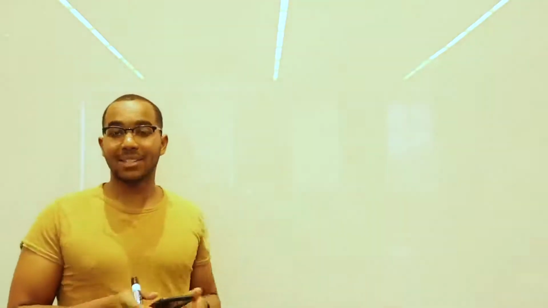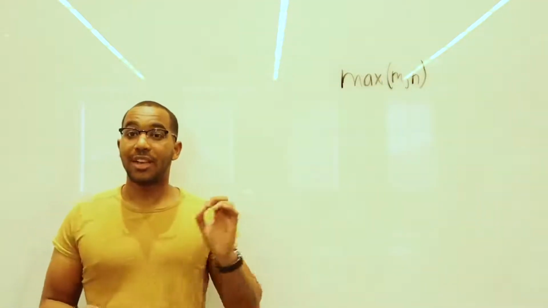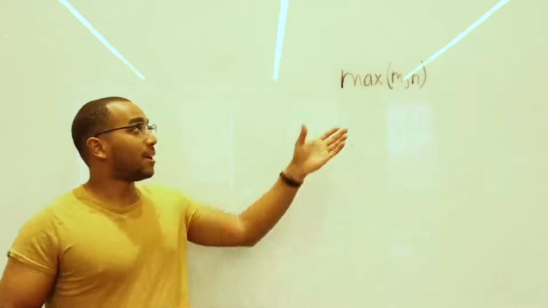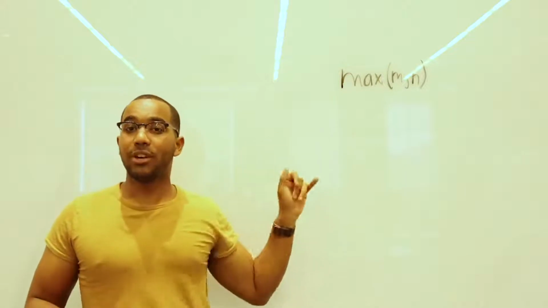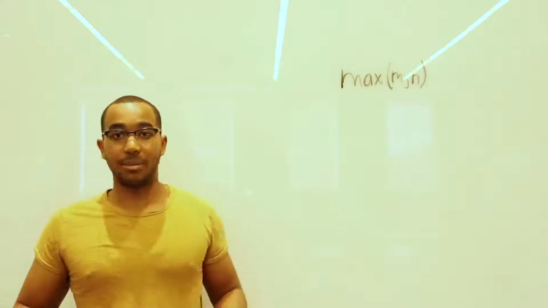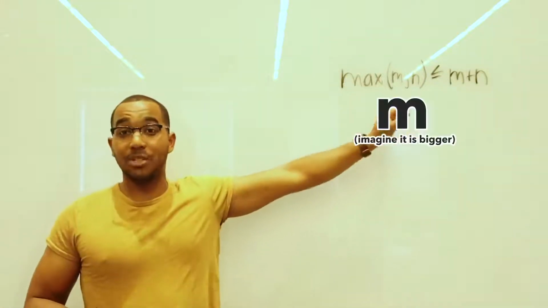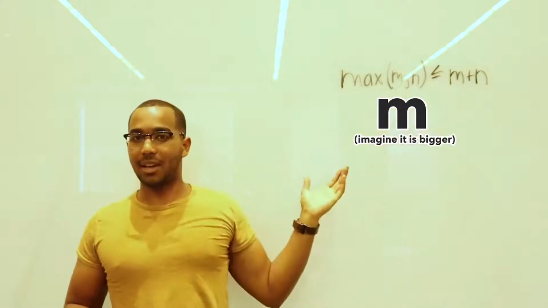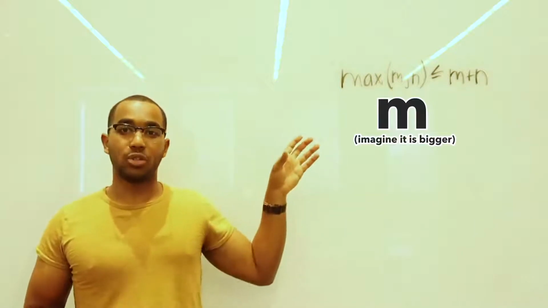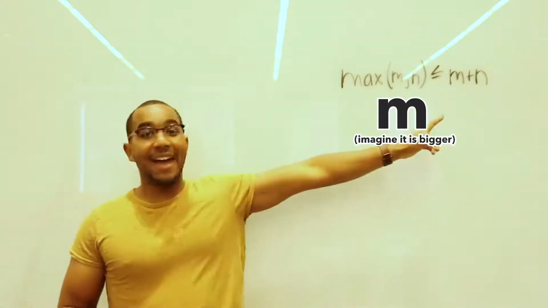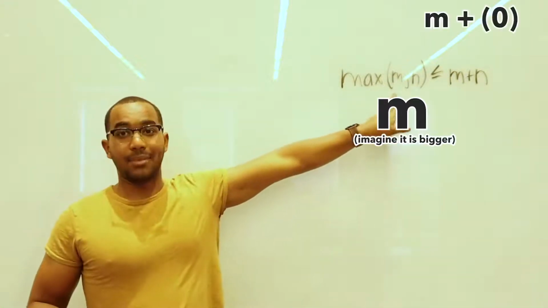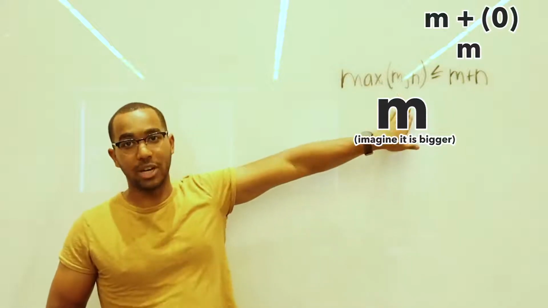So if we have max m comma n, we know for sure that that is going to be less than m plus n. And the reason is, if one of these guys wins, the winner is going to lose to the sum of the two items. So let me finish off this statement. Let's imagine m is bigger. If m is bigger, we're going to compete that against m plus n. If I have m versus m plus another item, we're always going to lose or be equal to if n is 0. If n is 0, this is the equivalent of saying m is less than or equal to m, if m is the winner here with the max.